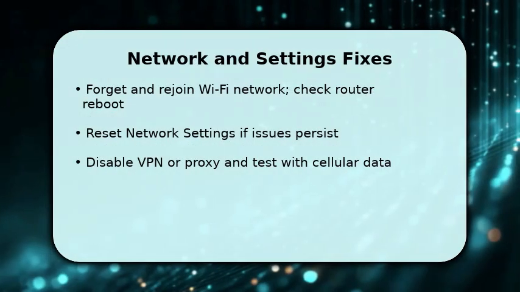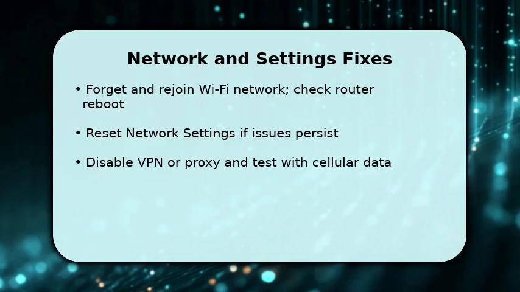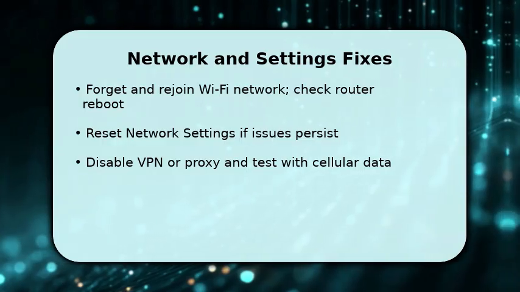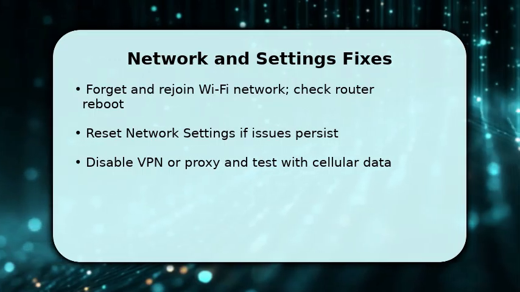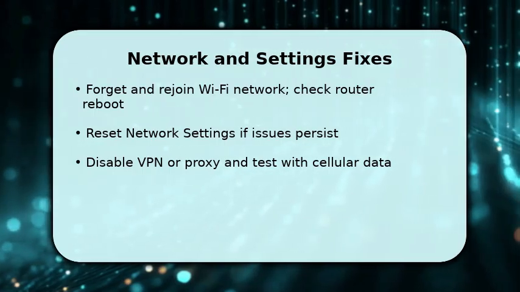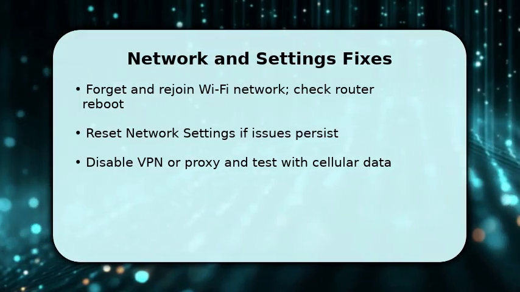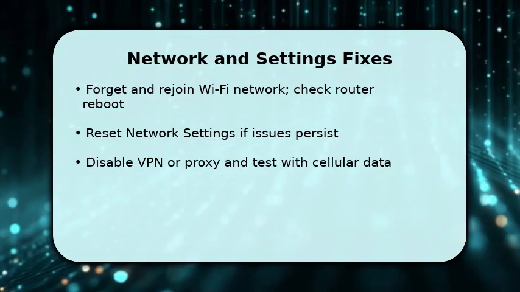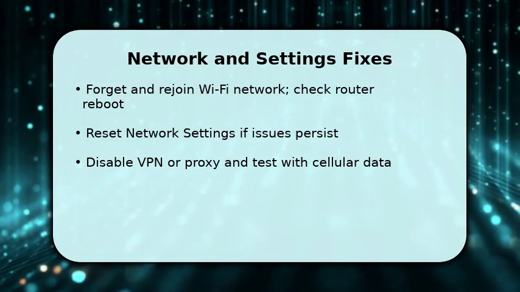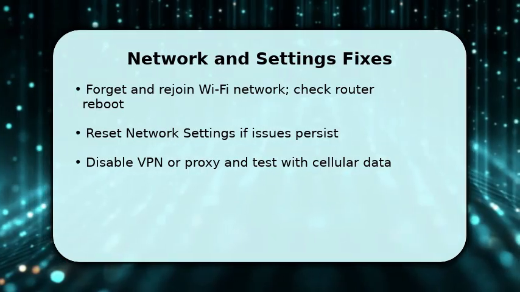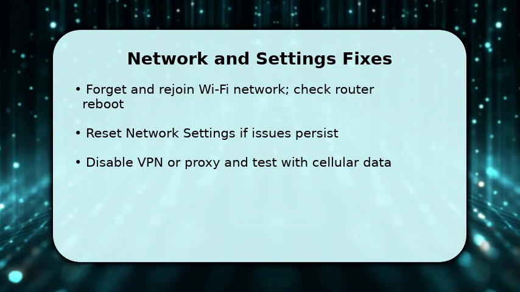Now focus on the network and configuration. You should forget the problematic Wi-Fi network and rejoin it, and if possible, reboot your router to clear cached routes. Make sure to disable any VPN or proxy because they can block pages. Then try loading the site on cellular data to isolate Wi-Fi issues. If problems persist, reset network settings to remove corrupted entries. This clears saved Wi-Fi, Bluetooth, and VPN profiles, so make sure you have passwords handy before you proceed.